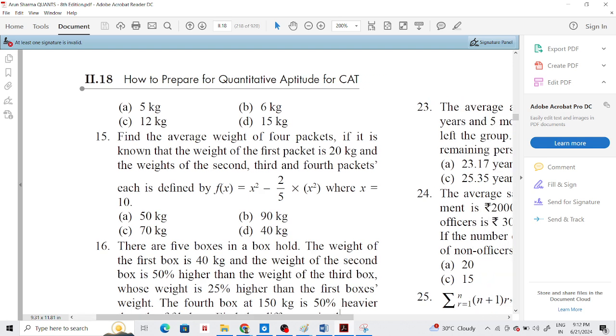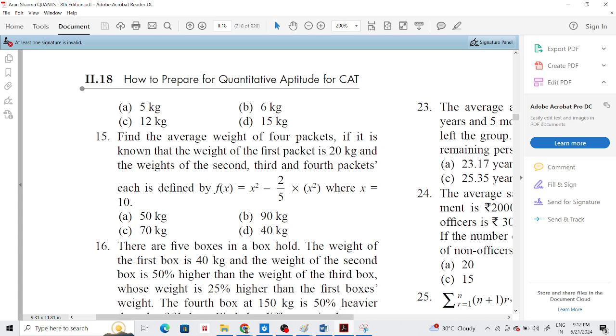If it is known that the weight of the first packet is 20 kg and the weights of the second, third, and fourth packets each is defined by f(x) = x square minus 2 by 5 x square, where x equals 10. So the weight of the first packet is 20 kg. The weight of the second packet will be what? It is given x equals 10, so just put x equals 10 and calculate. You will get the value of f(10): 10 square minus 2 by 5 into 10 square. So what is coming? 60. So the weight of the second, third, and fourth packet is 60.